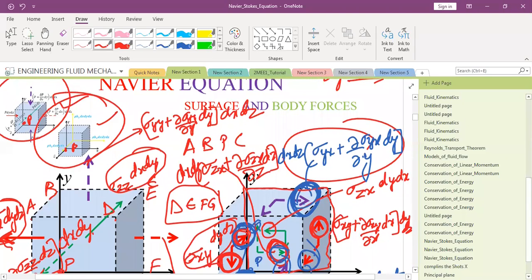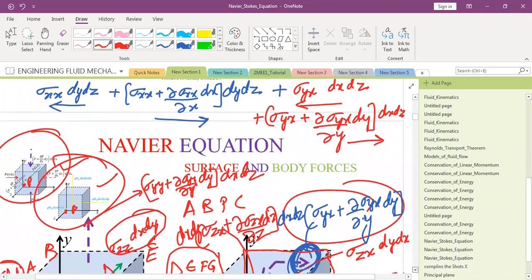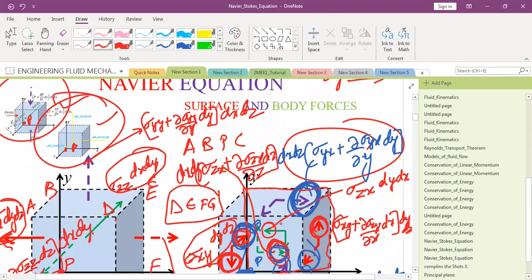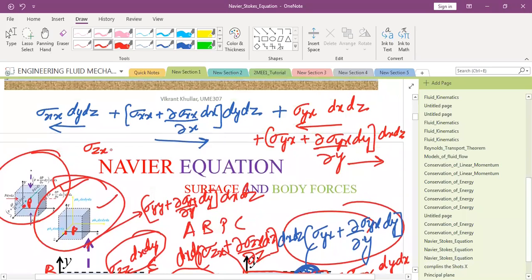So I am now left with sigma xy. So I can write down here. So this is sigma, wait for a second. This force was sigma zx, sorry. Sigma zx into dx dy. This is in the opposite direction, plus sigma zx plus curly sigma zx by curly z dz, dx dy. This is in the right direction.